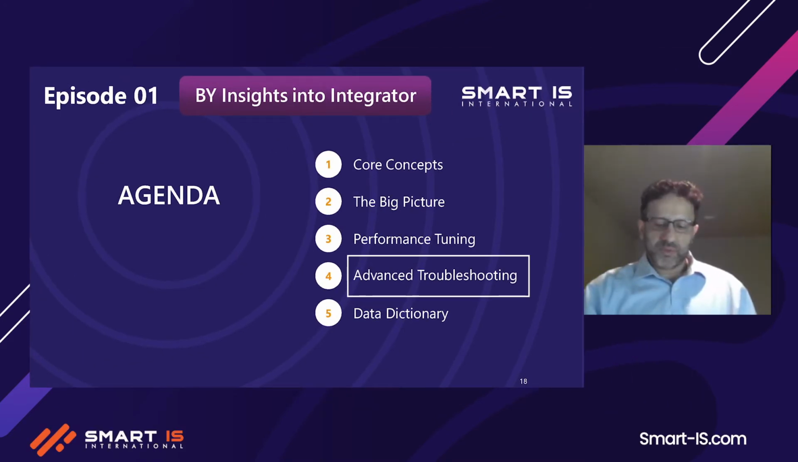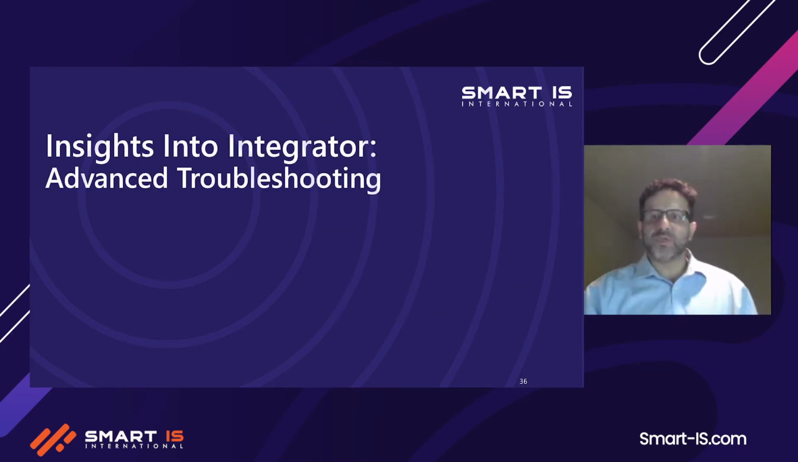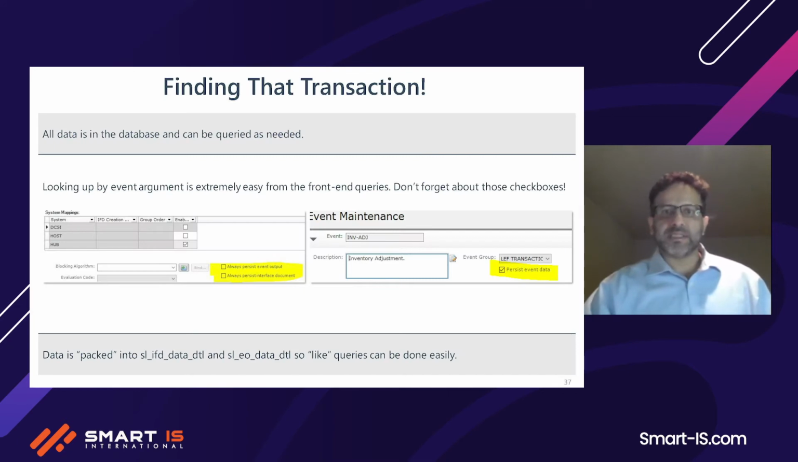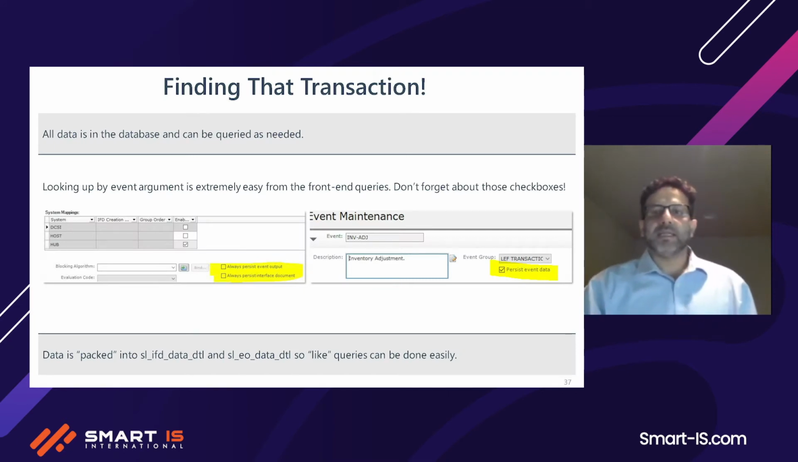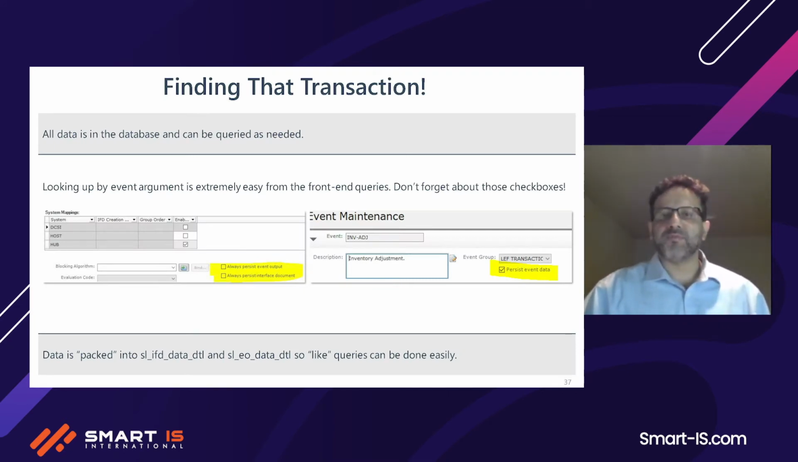Now I would go a little bit into some troubleshooting techniques. One of the things that is very important is finding that transaction. What is that item that came for this specific item? What is the transaction for this item? What was the shipment that got dispatched?